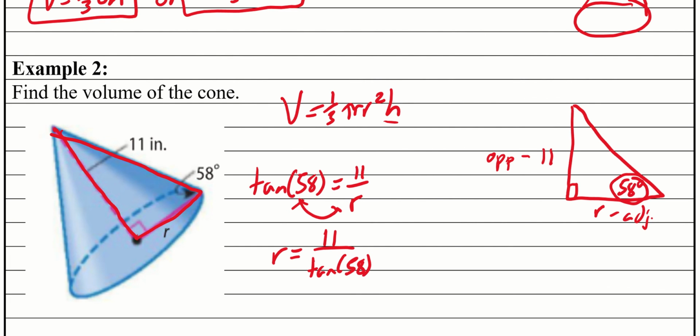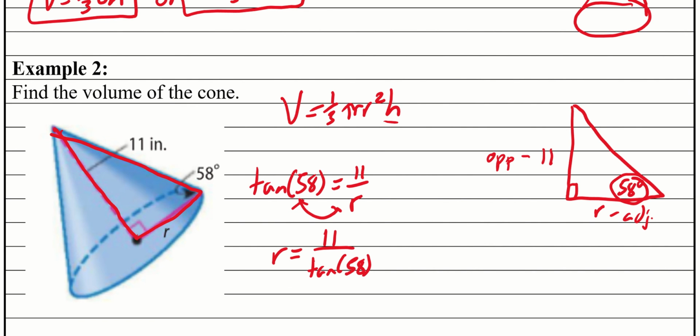From here, all I need to do is type this into my calculator and let it do the rest of the work. If your calculator does not hold the decimal in place, or you're not able to enter it in one step, you could just find the tangent of 58 first and then do 11 divided by that decimal.